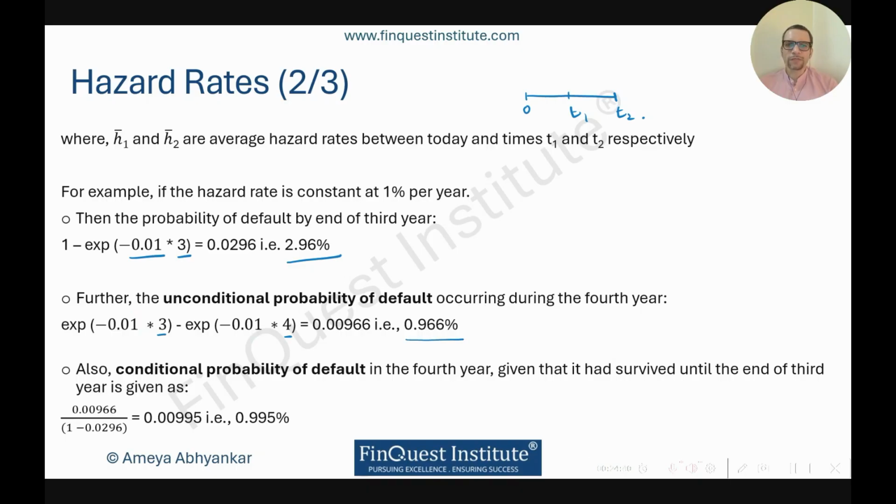Now, all of these were unconditional numbers, isn't it? If you want to calculate a conditional probability of default during the fourth year, given the fact that there has been no default until the end of the third year, that's the idea of conditional default as we are aware. Then we take a simple ratio. We take the unconditional probability of default during the fourth year, which is 0.966%, upon 1 minus 2.96%, the probability of default by the end of the third year. That is, we are assuming that no default has happened prior to the end of the third year.